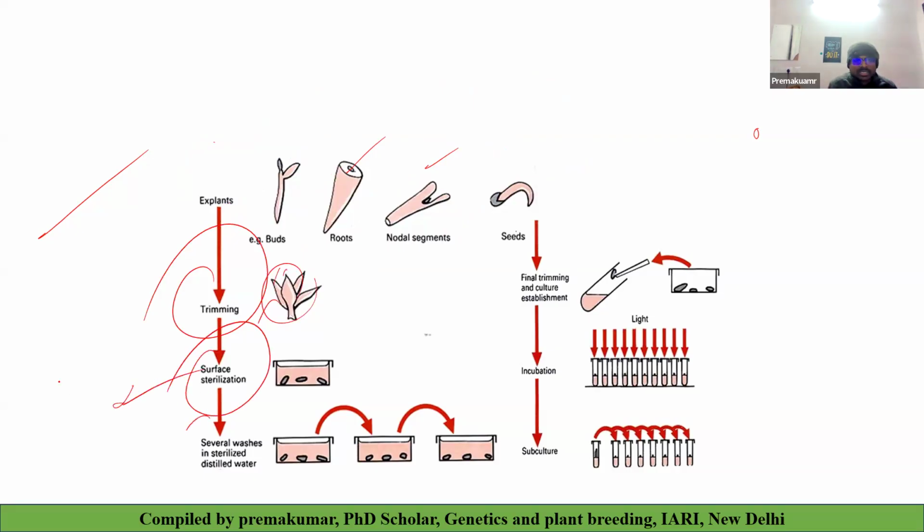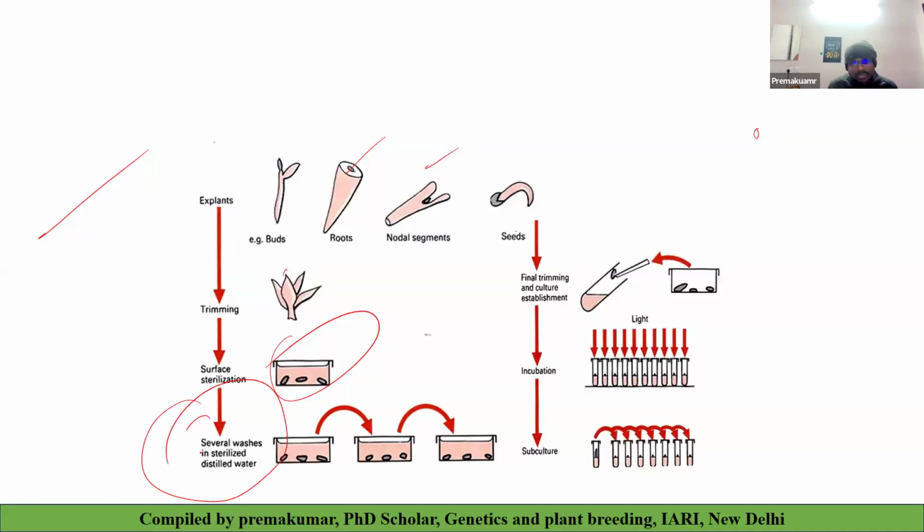There are several surface sterilants like ethanol and NaOCl. Different surface sterilants are used to sterilize the explant. Then mercuric chloride. Many things are used. Then afterwards you have to wash with distilled water. Then you transfer to the media. Then you start culturing in the media.